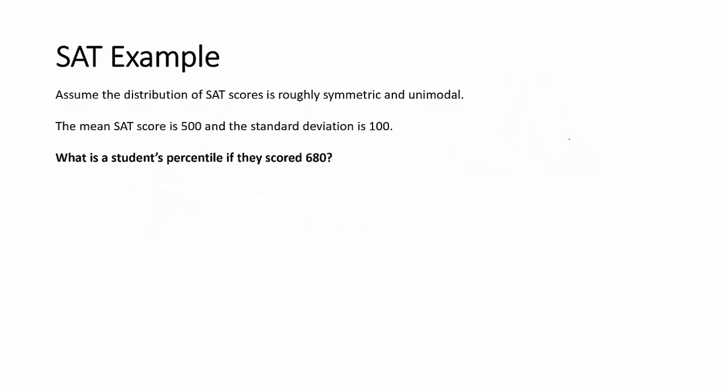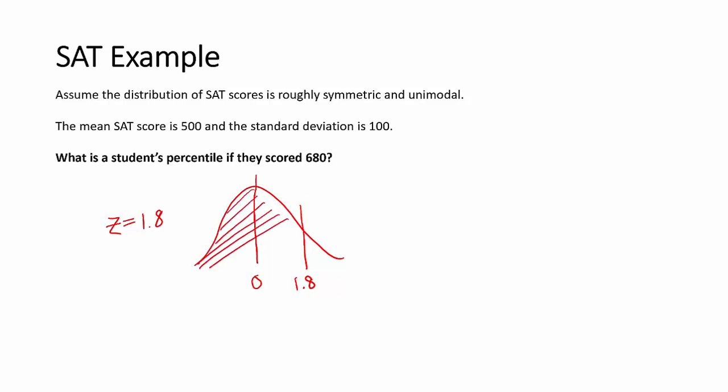Now, what is the student's percentile? Okay, so we know that the z-score is 1.8. Now, if we think about this picture, if the z-score of 0 is right here, that's really that mean of 500, right? And we go 1.8 z-scores beyond the mean, we want to know how much of the data would be in this area of that curve.